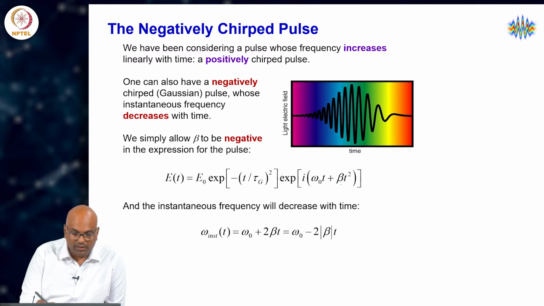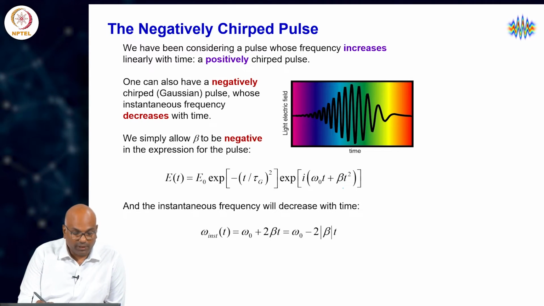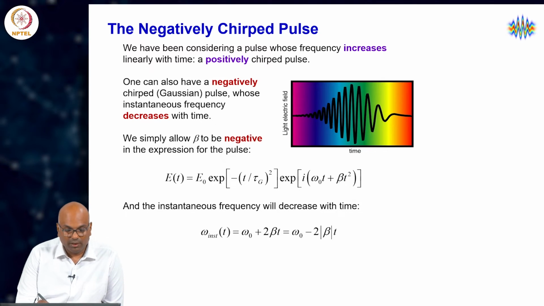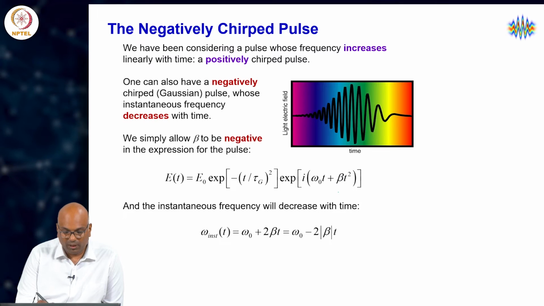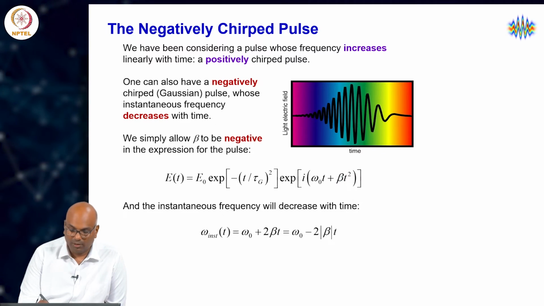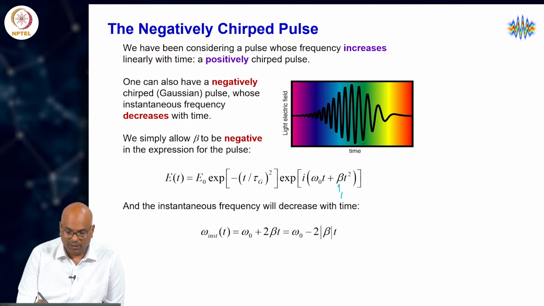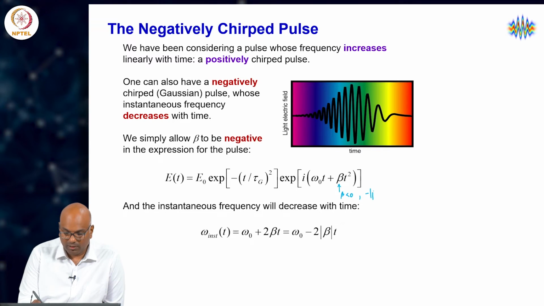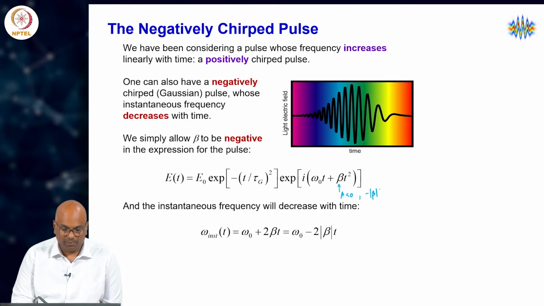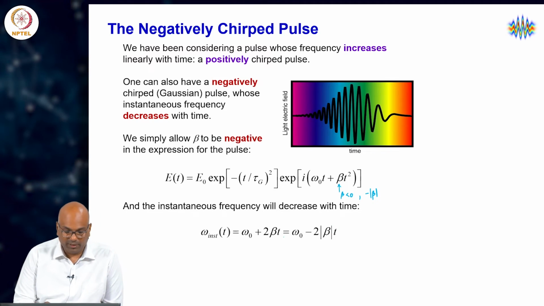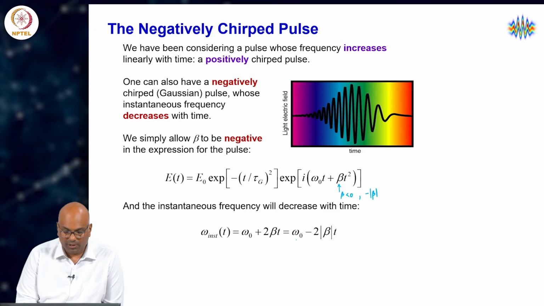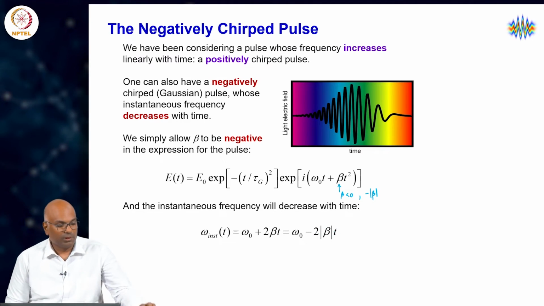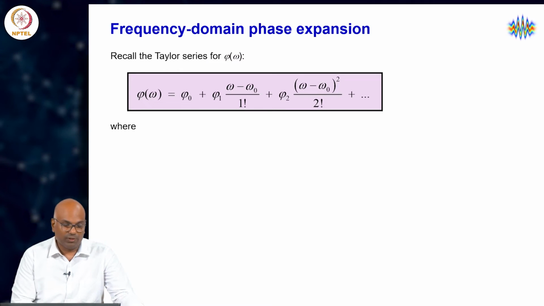If beta is negative, we can allow beta to be negative, why not, in which case we would have beta less than 0. So, we express this as minus the absolute value of beta itself, then the instantaneous frequency is omega naught minus 2 the absolute value of beta times t. The converse happens, we saw this.